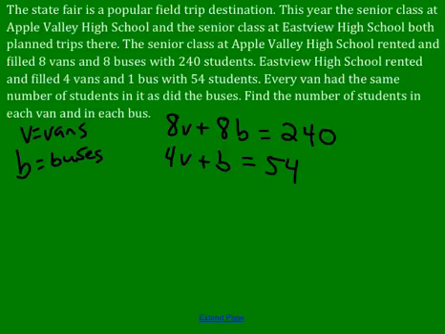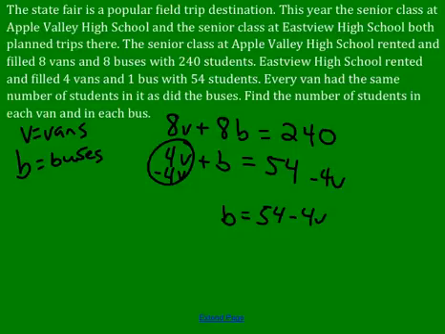I know what I want to use. Every van had the same number of students in it as did the buses. Find the number of students in each van. So, here's what I'm doing. I'm doing substitution. I notice this B is by itself here. So this goes to 0. So B for buses equals 54 minus 4V.